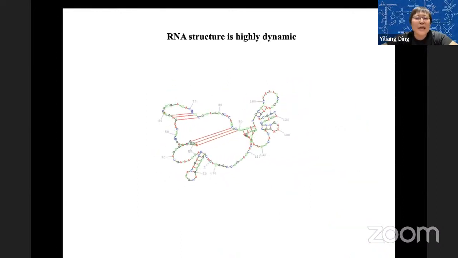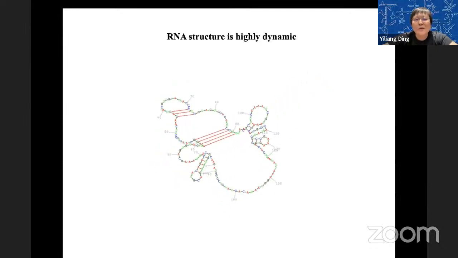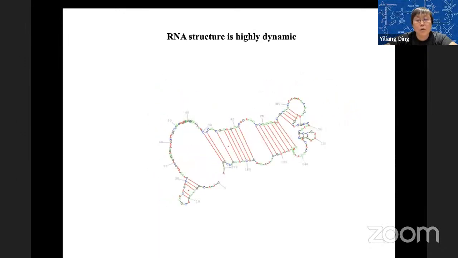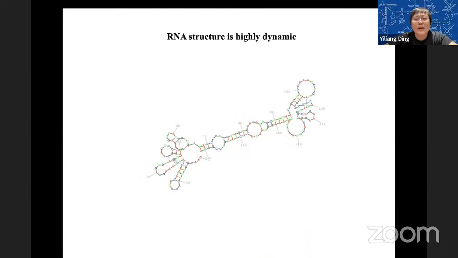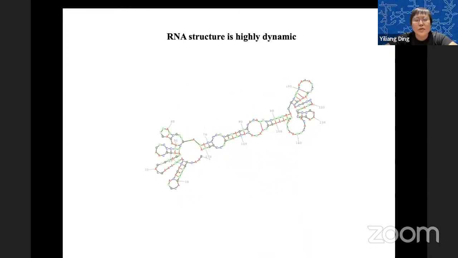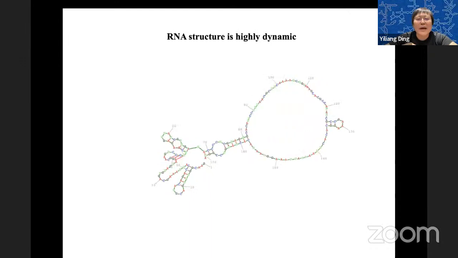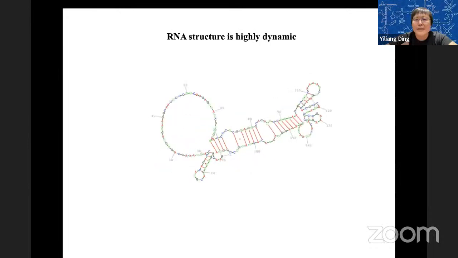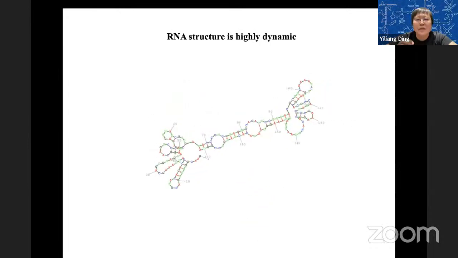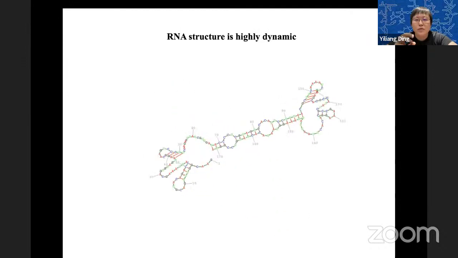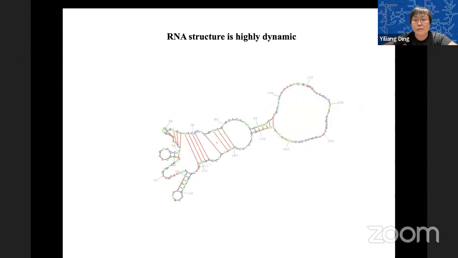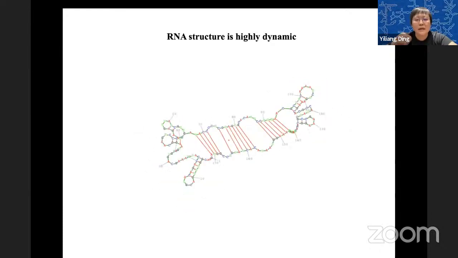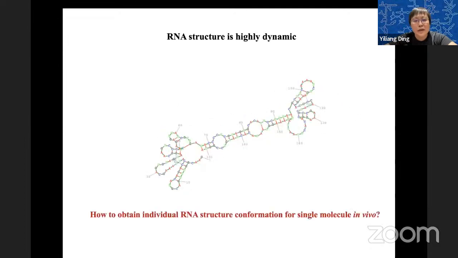We know that RNA structure is highly dynamic. This is an in silico prediction of RNA structure conformations for one single RNA sequence. You can see it can form different RNA structure conformations. Previously, when I talked about our in vivo RNA structure profiling method, it's based on Illumina sequencing, which means we can only get the structure information for the average ensemble structure conformation. So for an individual gene, we couldn't get individual molecular structure information. So can we push to get individual RNA structure conformations for single molecules in living cells?